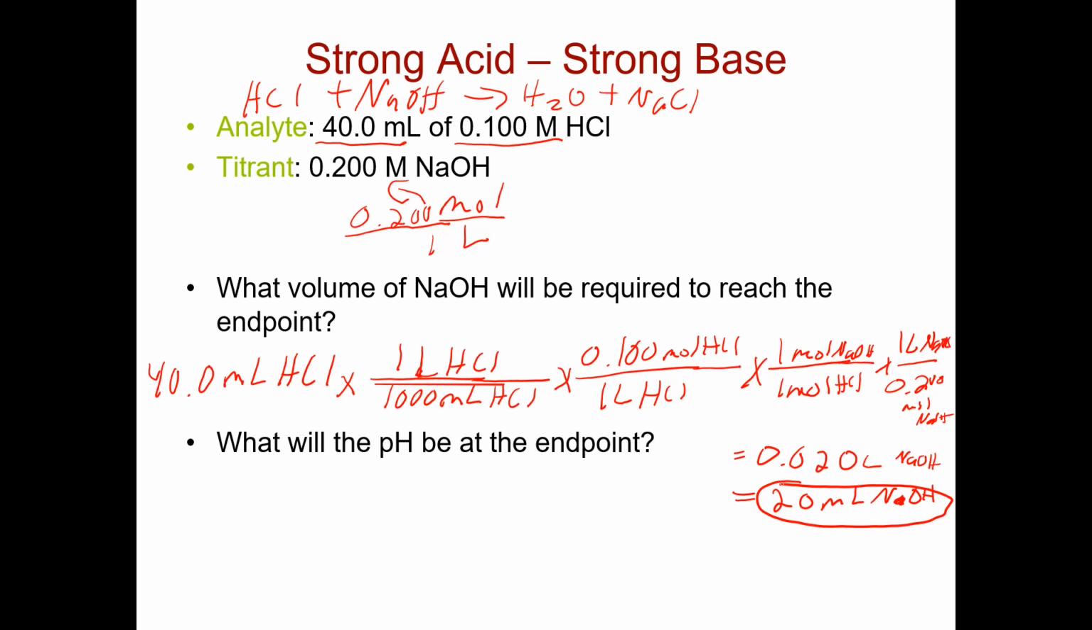The second part of this question asks us, what will the pH be at the endpoint? Since we're reacting a strong acid with a strong base, and we get water and some dissolved salt, the pH should be 7 at the endpoint. So we don't have anything we need to calculate for the pH. We just have to recognize that we're reacting a strong acid with a strong base. That should give us water and a salt that's dissolved in water, so we should have a pH pretty close to 7. We're going to stop here, and we will pick up with some more calculations in class.